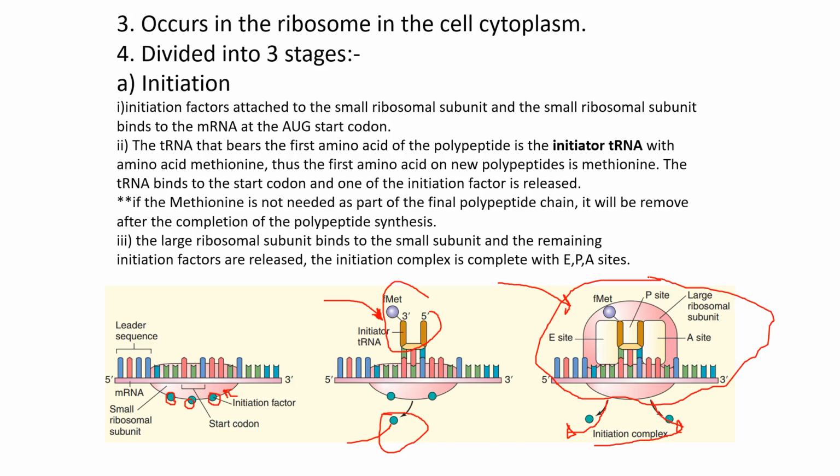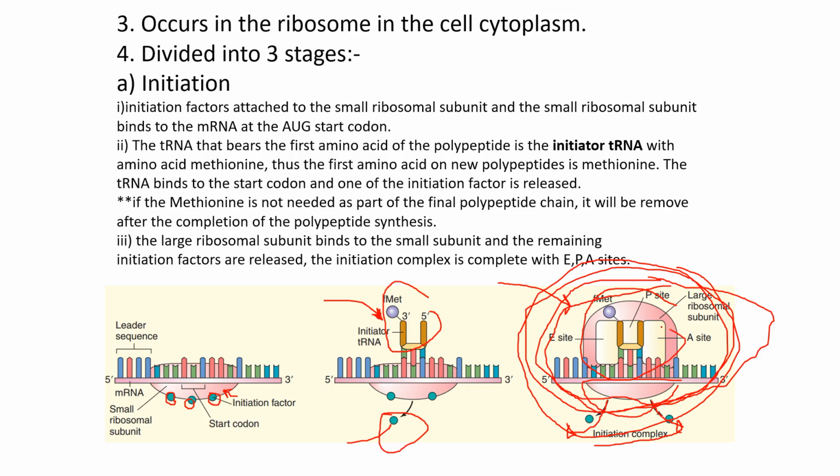So this whole thing here is known as the initiation complex. Some books refer to this initiation complex as the ribosomal complex, something like that. I'm not sure whether that is a proper term, but initiation complex is a proper term for this complex. An initiation complex consists of the small subunit of the ribosome, the large ribosomal subunit, and the initiator tRNA.